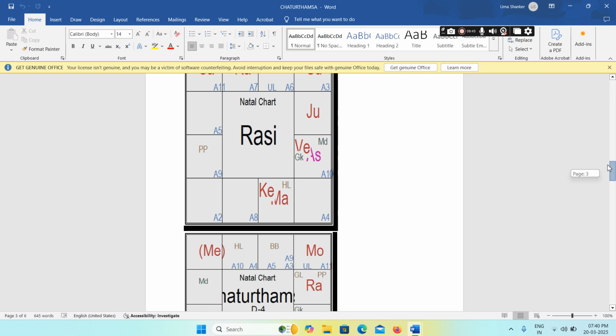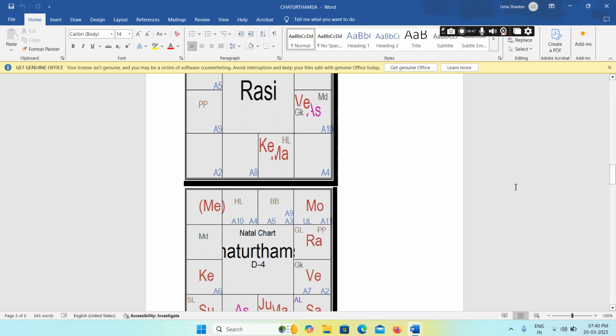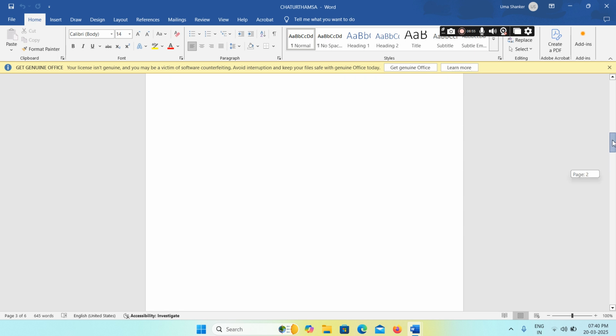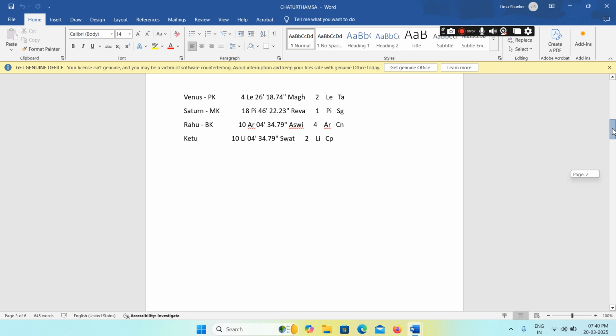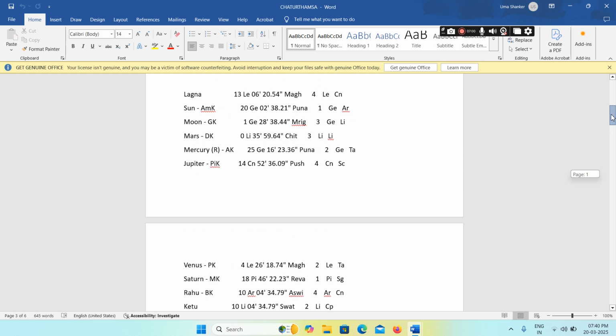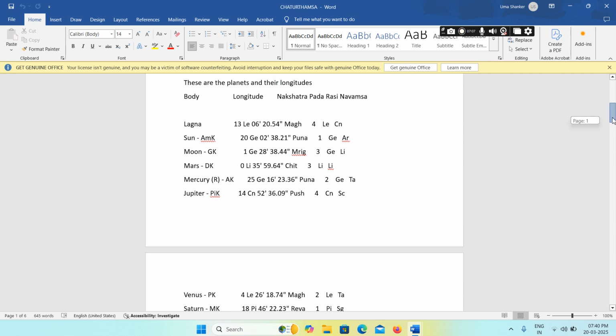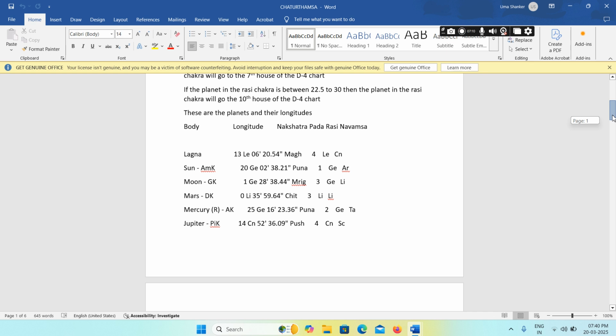So ultimately in the D4 chart also it has to fall in the Gemini sign. Okay? That is how we have to see. Let us say we will take Sun. Okay? Sun is falling in 20 degree. So 0 to 7.5 is 1, 7.5 to 15 is 1, 15 to 22 is the third part.